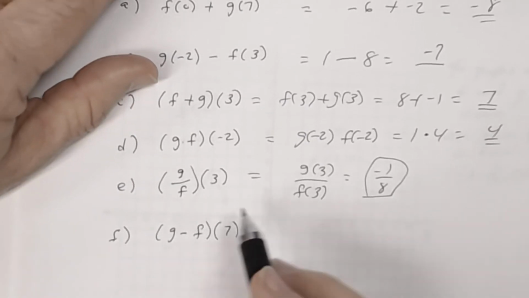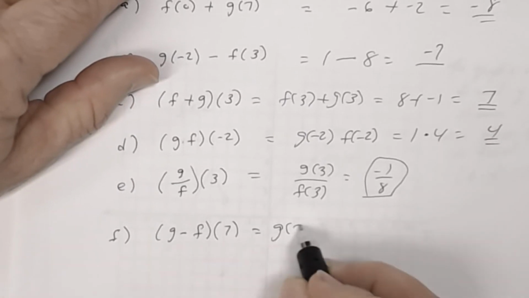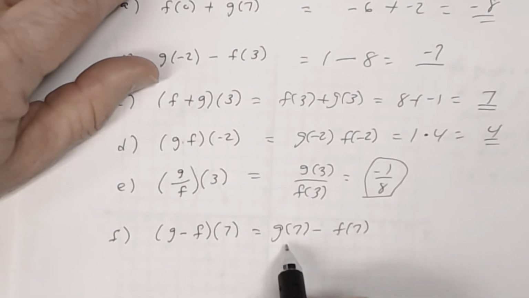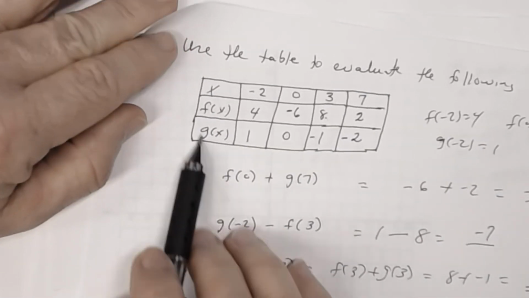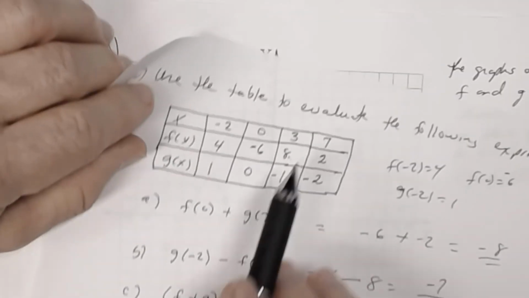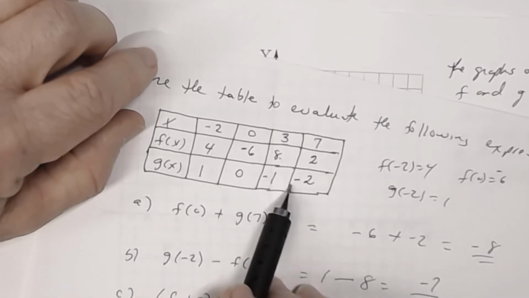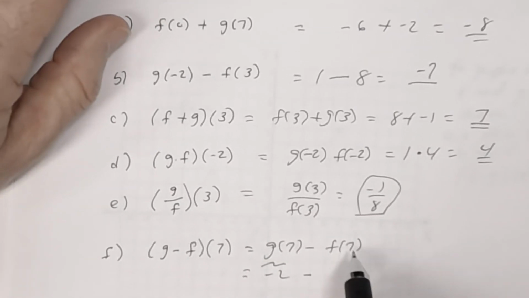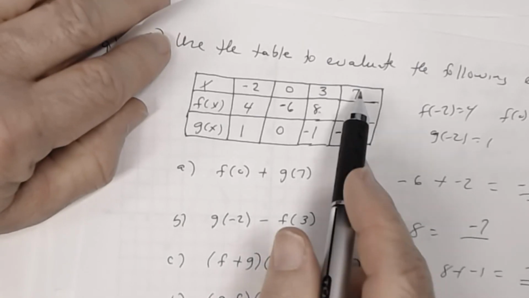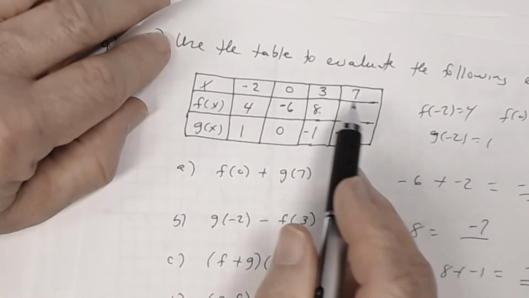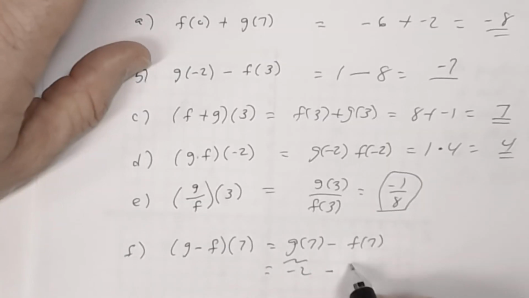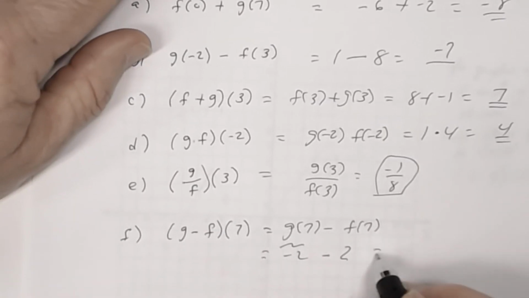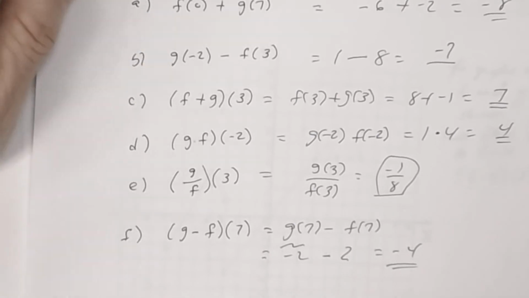All right? Now here, remember that means g of 7 minus f of 7. So g of 7, so when x is 7, remember what this says, what's the y value when x is 7? So when x is 7, my y value is negative 2. Subtract, now we got to find f of 7. So when x is 7, f of 7 is what y value? 2. So negative 2 subtract 2 is negative 4. So that's your answer. Okay?